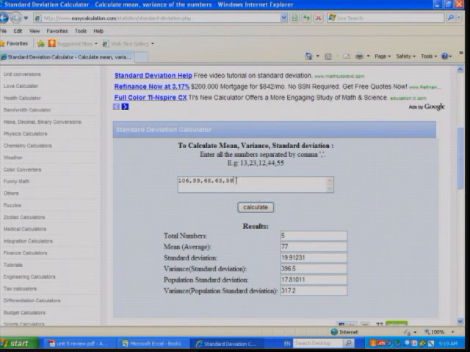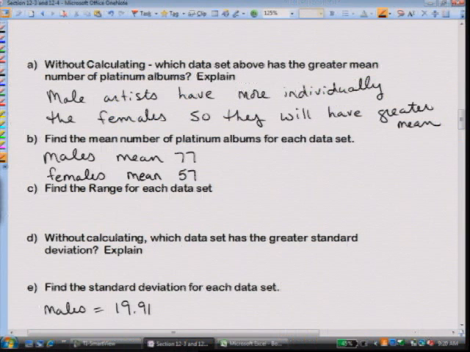Okay, so now let me do the next calculation for the females. So I have 62, 61, 60, 54, and 48. If I calculate that, I get a standard deviation of 5.91. And a mean for the females of 57. Okay. So back to the laptop now.